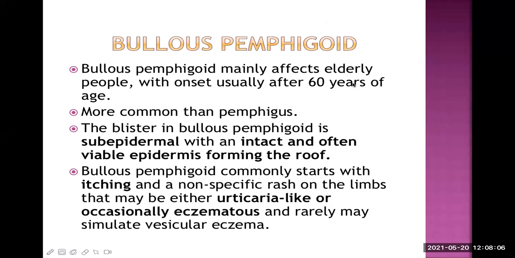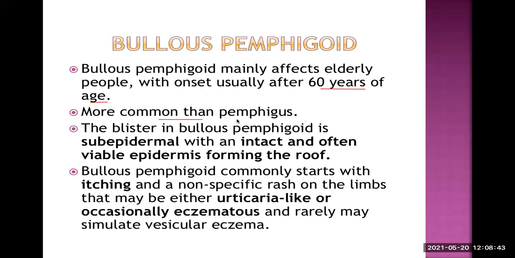Now, after knowing these things, let's go to another type of very important vesiculobullous disorder, that is Bullous Pemphigoid. Now, this Bullous Pemphigoid mainly affects the elderly population with onset after 60 years of age. So they mainly affect after the age of 60. Remember, Pemphigus vulgaris usually affects females, middle-aged females, but this one occurs in the older population.